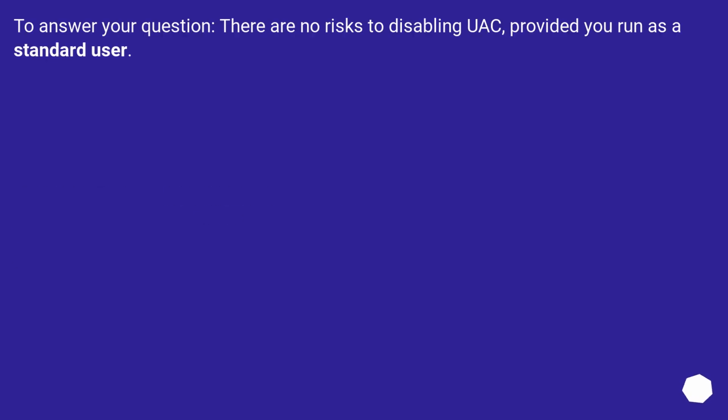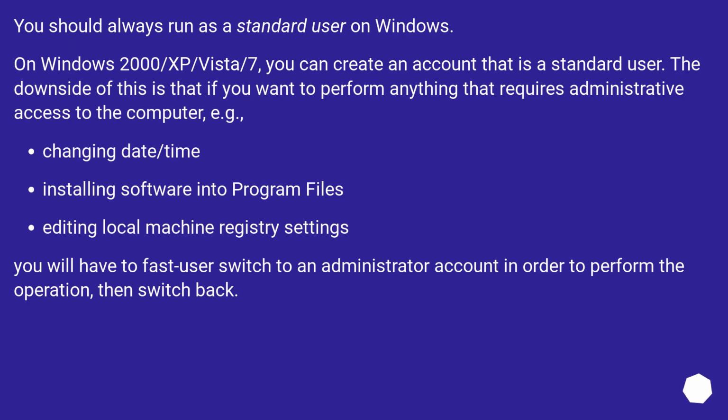To answer your question, there are no risks to disabling UAC, provided you run as a standard user. You should always run as a standard user on Windows. On Windows 2000/XP/Vista/7, you can create an account that is a standard user.